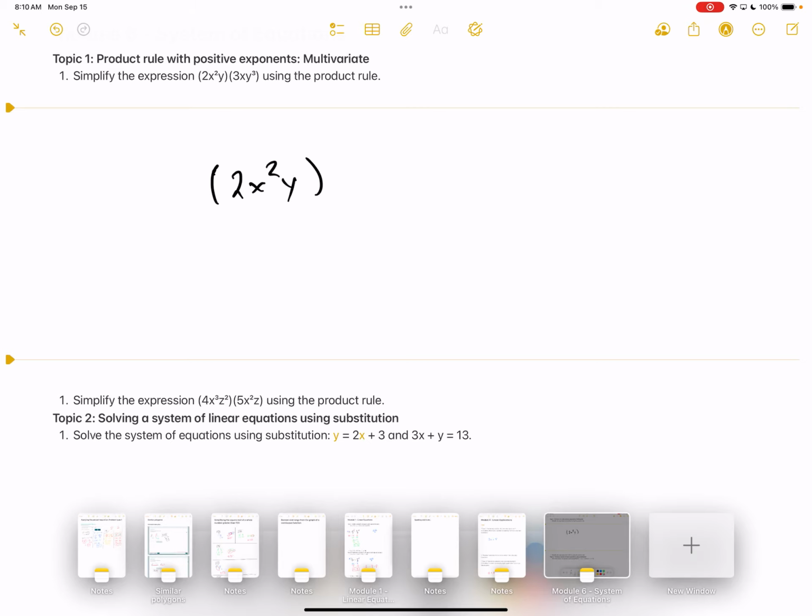All right, let's try this again. The first one is a prerequisite, so you won't have to do this too much.